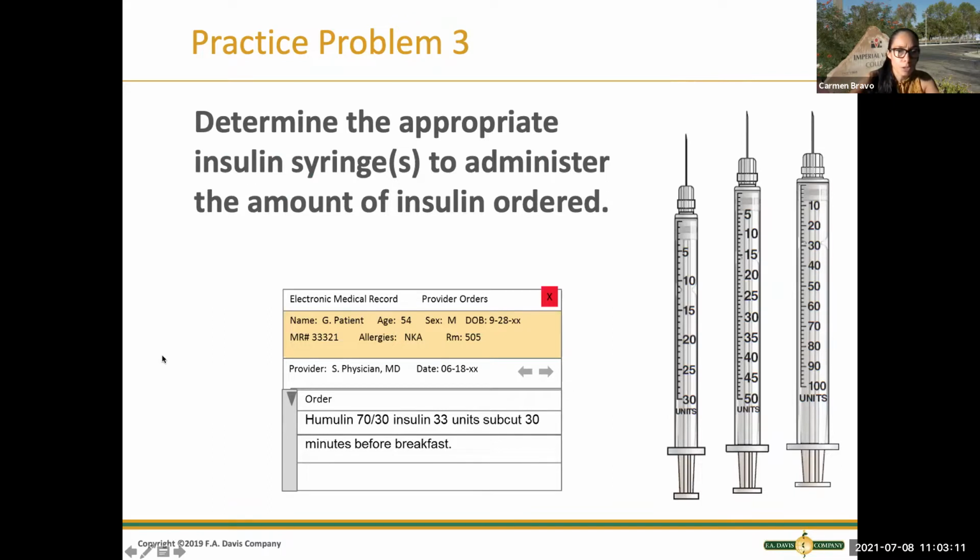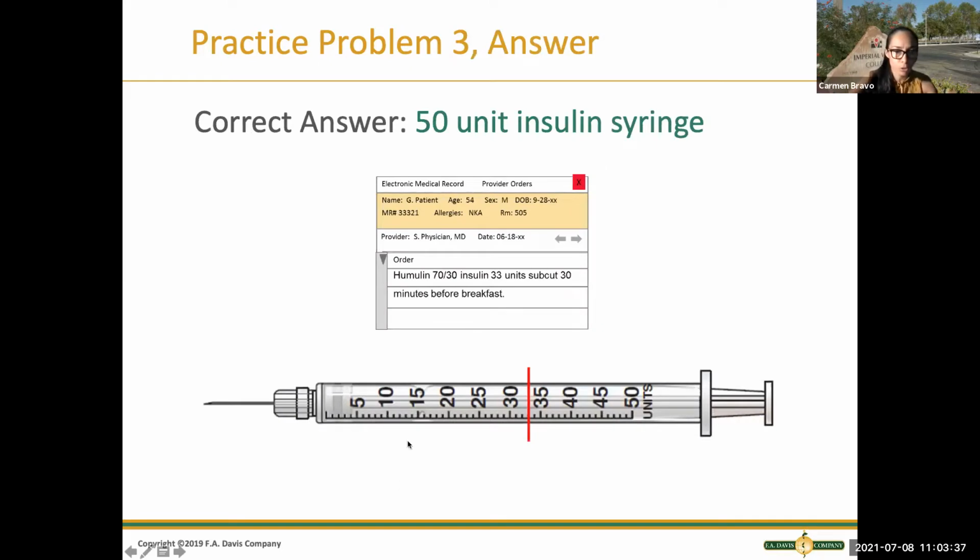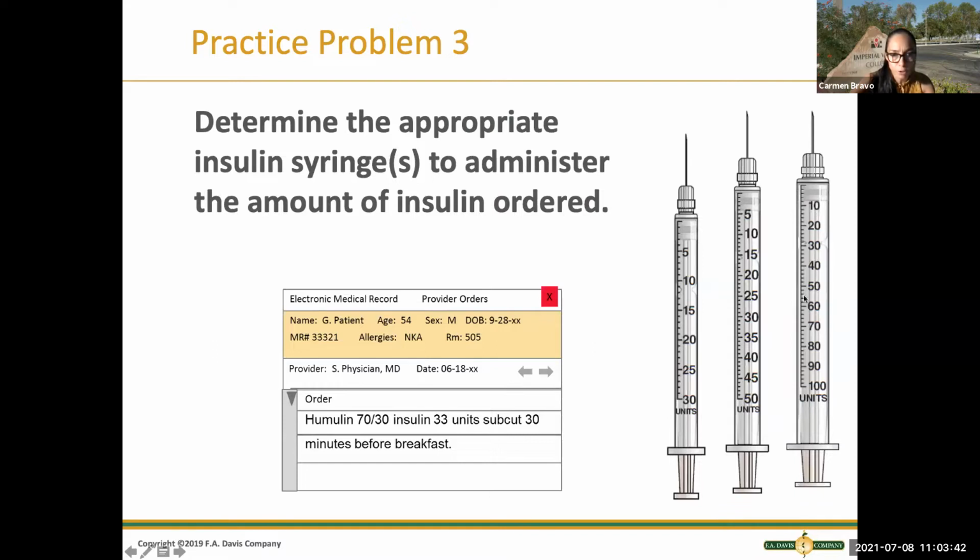This one says determine the appropriate insulin syringe to administer the amount of insulin ordered. This is Humulin 70/30 insulin, 33 units, sub-Q 30 minutes before breakfast. So 33 units. You could use the 50 units or the 100. You could use the 50, and if you use the 100, you would have to get it right in between, because remember each line is 2. So the 50 will be more accurate.